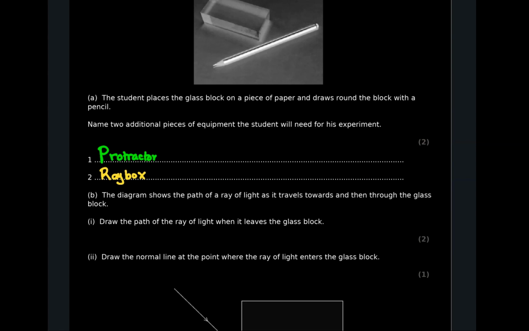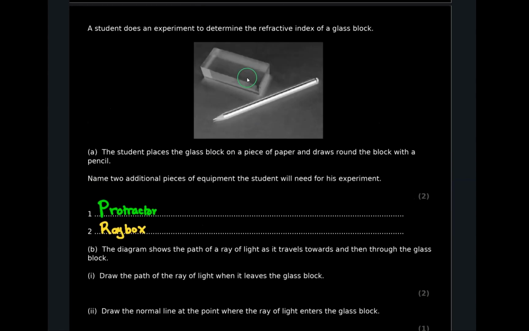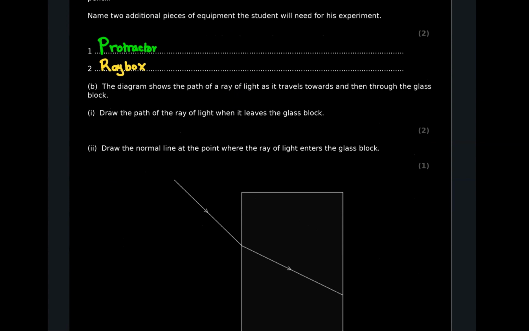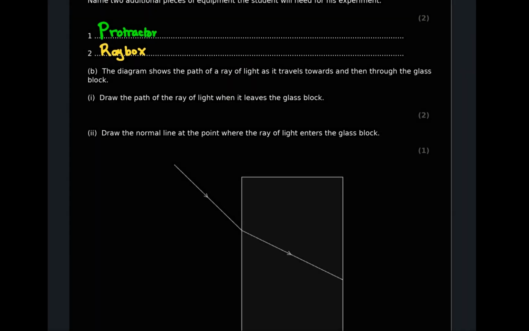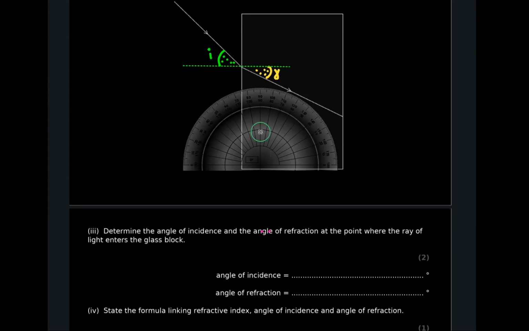The diagram shows the path of a ray of light as it travels towards and through the glass block. Draw the path of the ray of light when it leaves the glass block. Now let us move down and try to see. This is how the diagram looks. So the first thing you need to do when you're given that kind of question is to draw the normals. So we need the normals at that particular point, and then we are going to draw the ray of light at that particular point.